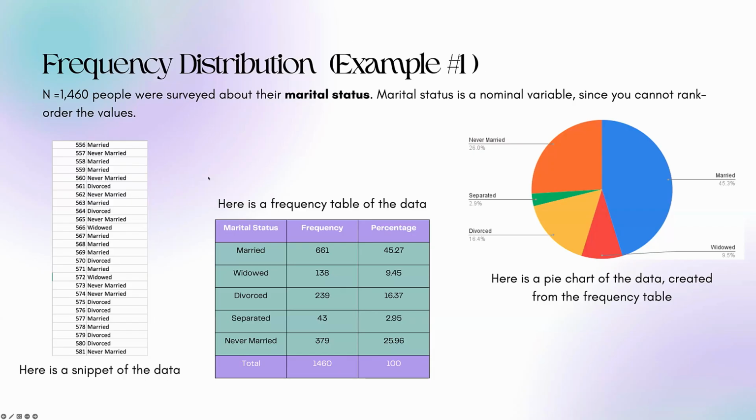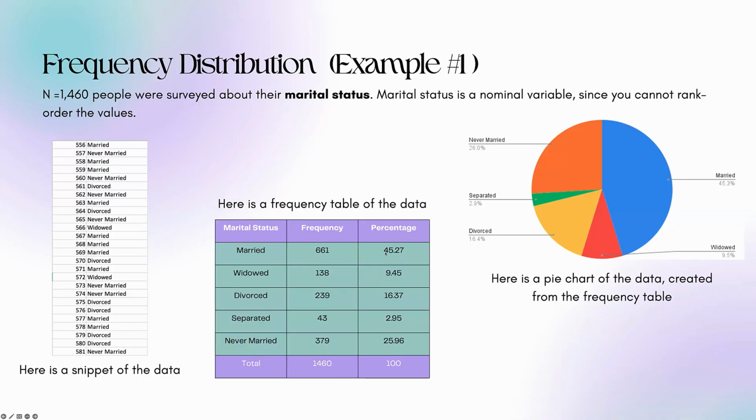Here in the middle, we see the frequency table. So the frequency distribution table has each category. Married is one category, widowed is another category under the variable marital status. We see frequency, so it's the number of people in our data set who identified as married. 661 identified as married. 138 identified as widowed, and so on and so forth, for a total of 1460.